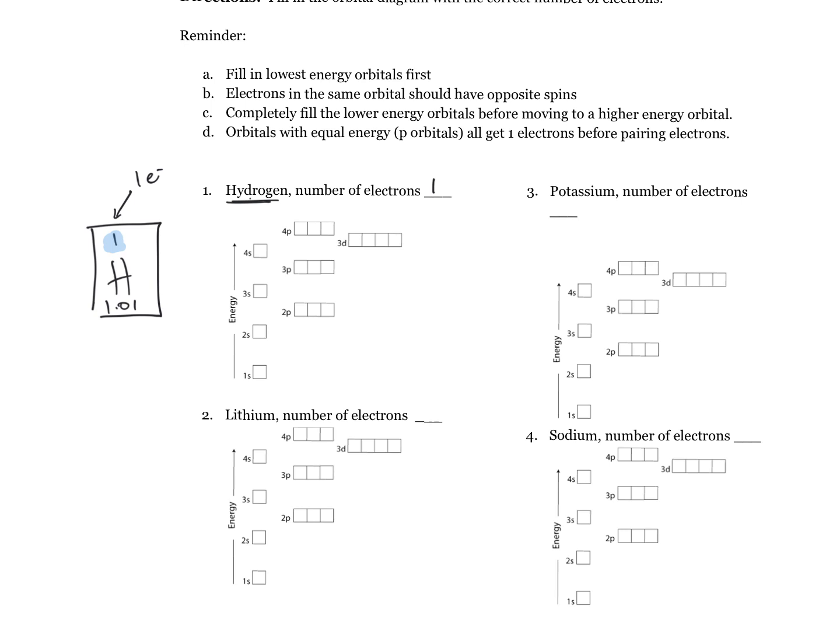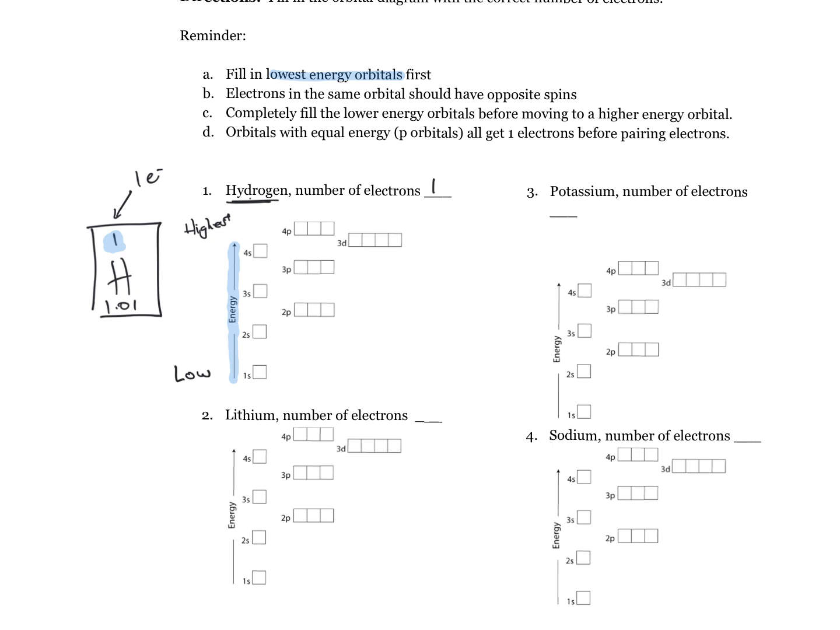Now, what we're going to do is fill in this orbital diagram, and here's a couple things that you need to know. So I'm going to look at the reminder up at the top here, and the reminder says this. First off, we're going to fill the lowest energy orbitals first. You can see right here that this arrow is pointing upwards, so the further down you are, the lower your energy is. So we would say that the 1s is the lowest energy, and in this orbital diagram, the 4p is the highest. We're always going to fill up the lowest energy level first.